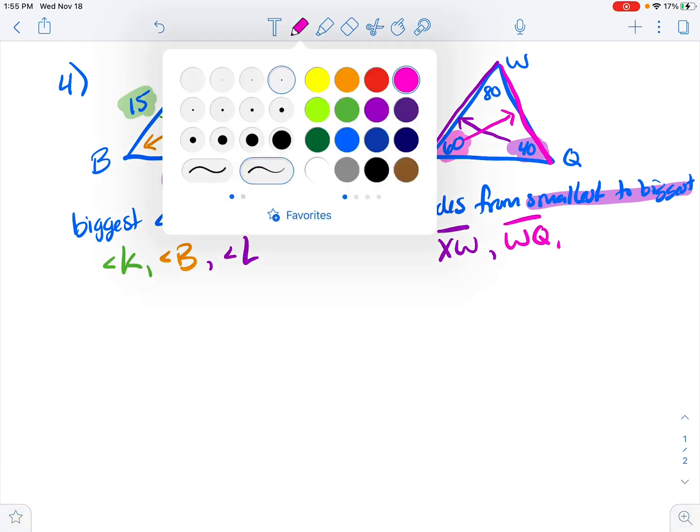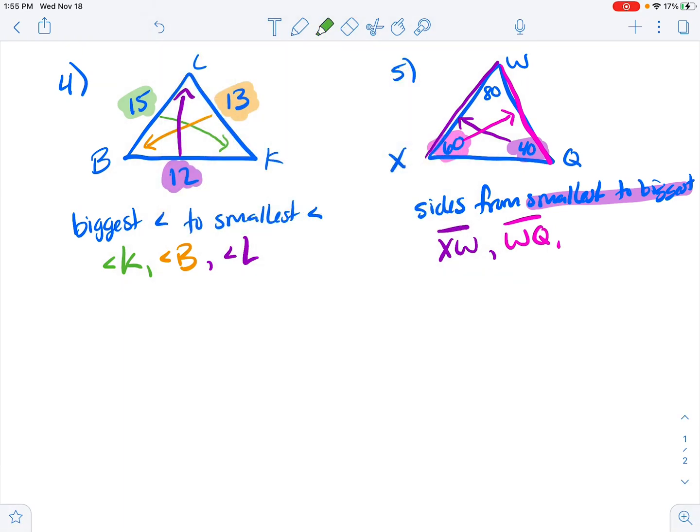And then for the last one, my biggest angle, my only angle left, if I go across from it, the biggest side would be XQ. So smallest, middle, biggest. Okay? Now that works exactly the same when you have two triangles, except then you're comparing the angles and sides in two triangles. So if I have this triangle, it's a terrible triangle.